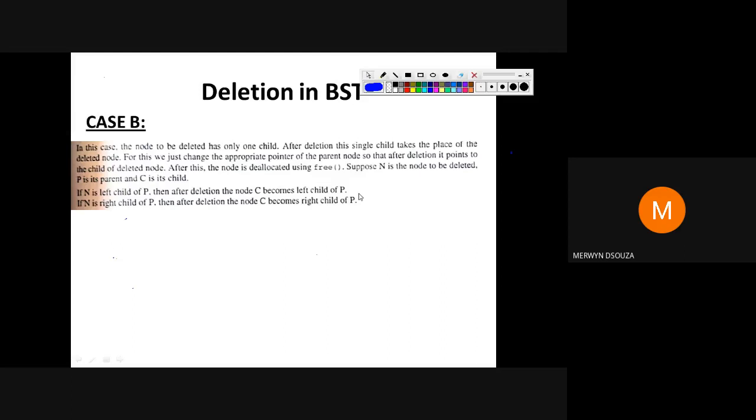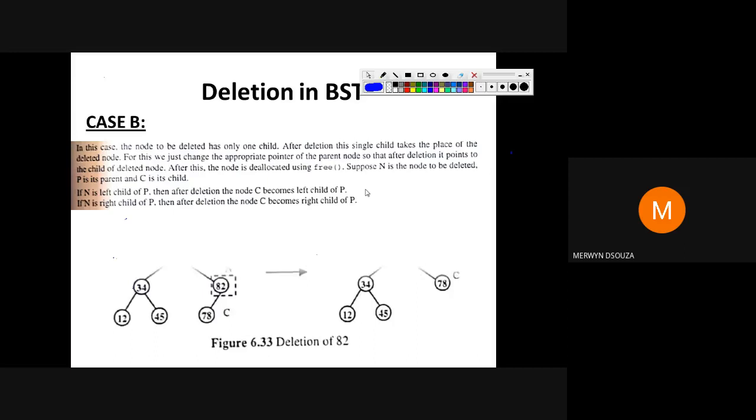So let's look at the second case. In the second case, we are going to look at deleting a node having only one child. The one child that is present could have been the left child or it could have been the right child. Whenever we are deleting a node having only one child, that is your second case. Okay, so let's see how to do that.